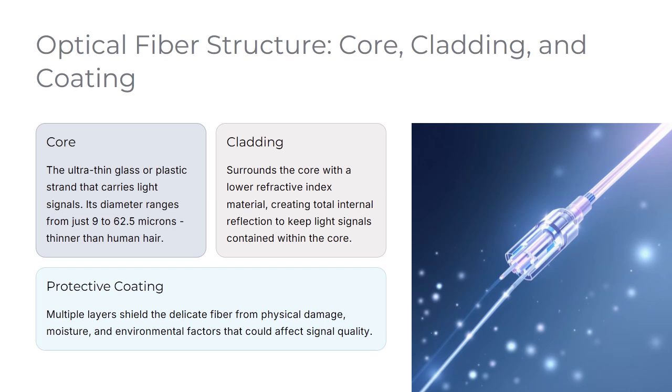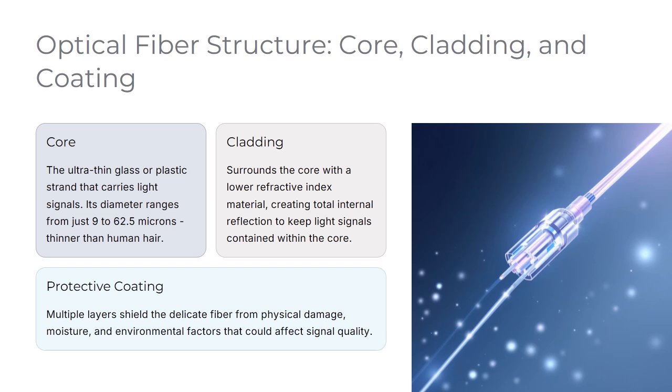The next layer is called the cladding. It surrounds the core with a lower refractive index material. Its purpose is to keep the light signal with less attenuation, so it is used to create the total reflection. As I said, there are certain conditions under which light gets reflected inside the core itself.